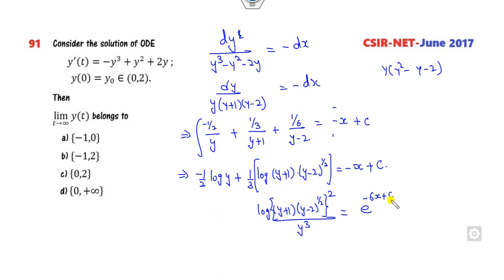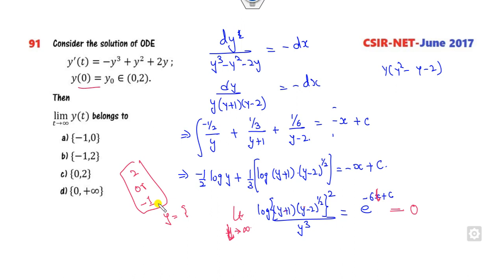Fine. Now look at the condition. Y naught is here. The limit as t approaches infinity, so this is my t. The right hand side will go to 0. It clearly says that y of t goes to 0. So it will be 0 only when y is either minus 1 or 2. So look at the option which consists of minus 1 and 2.